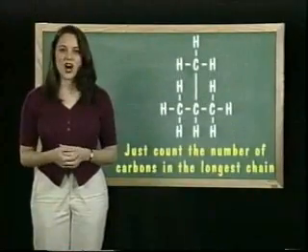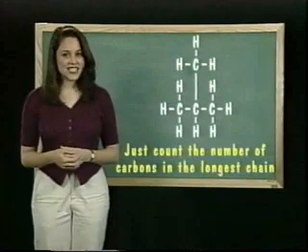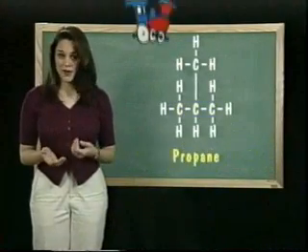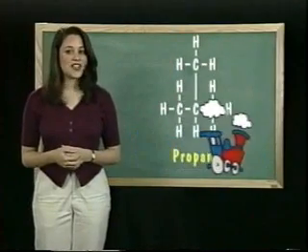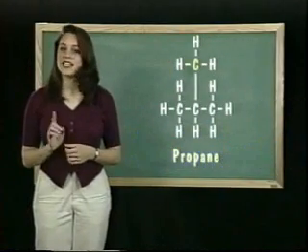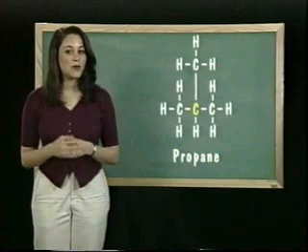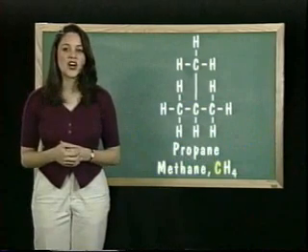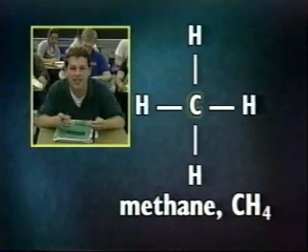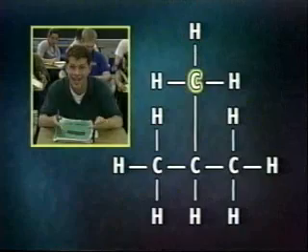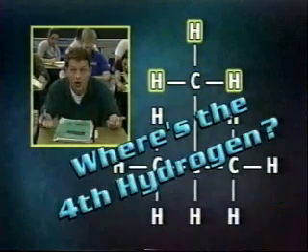Just count the number of carbons in the longest chain. In this case, the longest chain has 3 carbons, so it must be some sort of propane. But there's more going on here than simple propane. There's a single carbon attached to the central carbon of this propane chain, and we just told you that methane is a 1-carbon alkane. But methane's central carbon has 4 hydrogens, and in this drawing, the central carbon only has 3. Where's the 4th hydrogen? I don't know, maybe hiding?